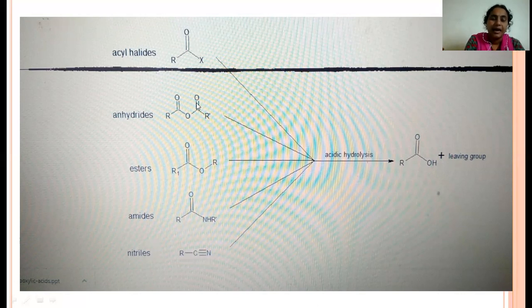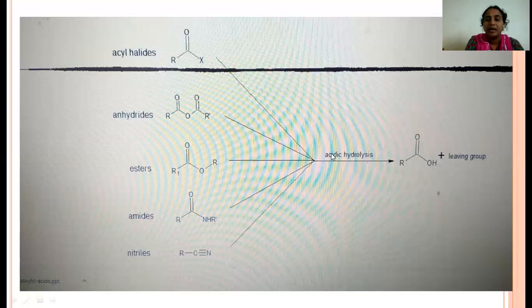Acid halides, anhydrides, esters, and amides are all derivatives of the acids. In the acid, if the OH group is replaced by a halogen, it produces the acid halide. If the OH group in the carboxylic acid is replaced by the RC=O group, those compounds are called anhydrides. If the OH group is replaced by the OR group, it produces the esters. If the OH group is replaced by the amine group, it produces the amides. So all these four compounds are derivatives of the acids.